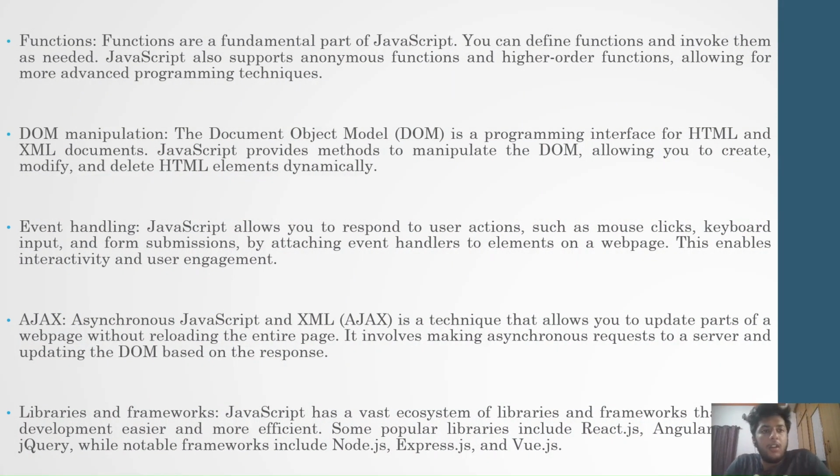Functions in JavaScript. These are a fundamental part of JS, and you can define functions and invoke them as needed. And JavaScript also supports anonymous functions and higher order functions, allowing more advanced programming techniques. DOM manipulation, that is document object model, and it is a programming interface for HTML and XML documents. XML is a markup language, extensible markup language, and JS provides methods to manipulate the DOM, allowing us to create, modify and delete HTML elements dynamically.